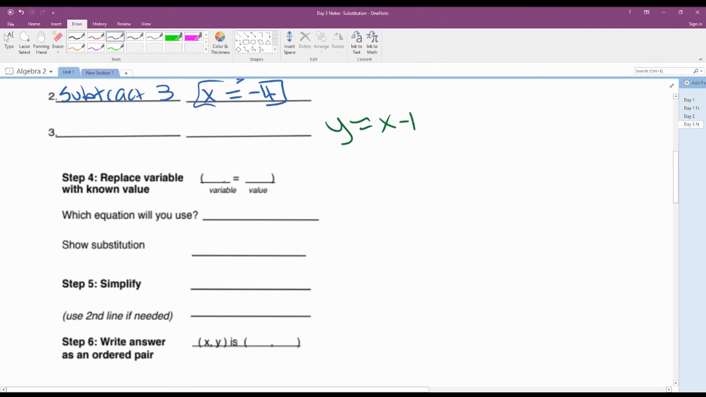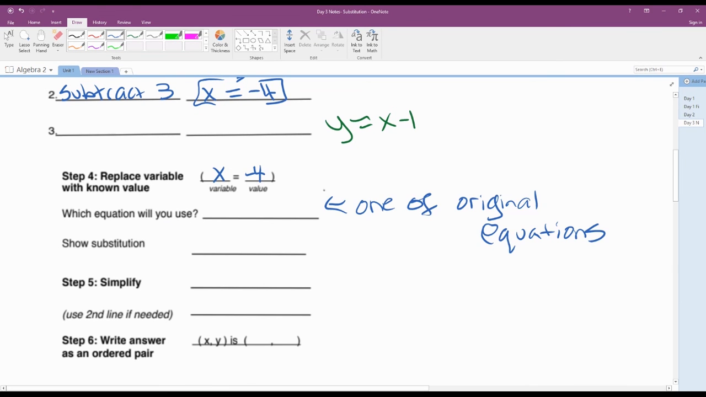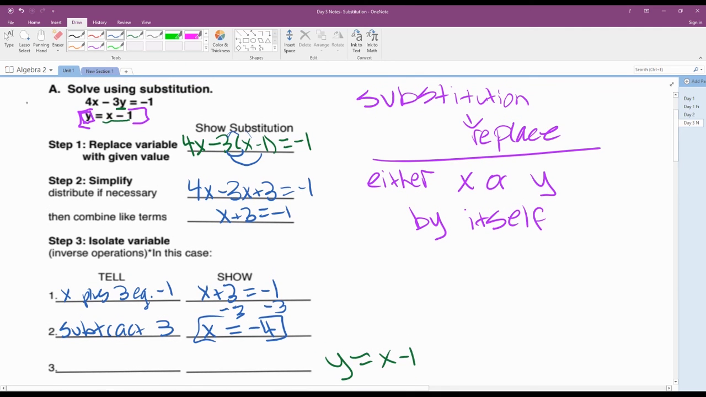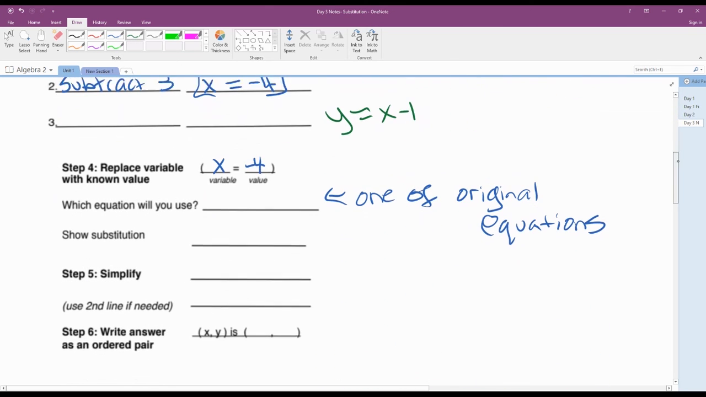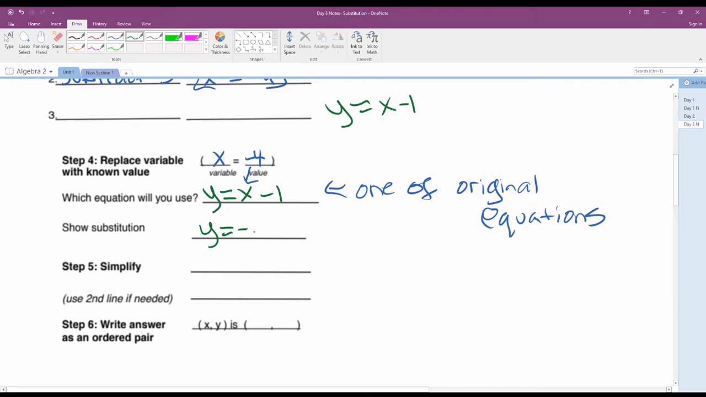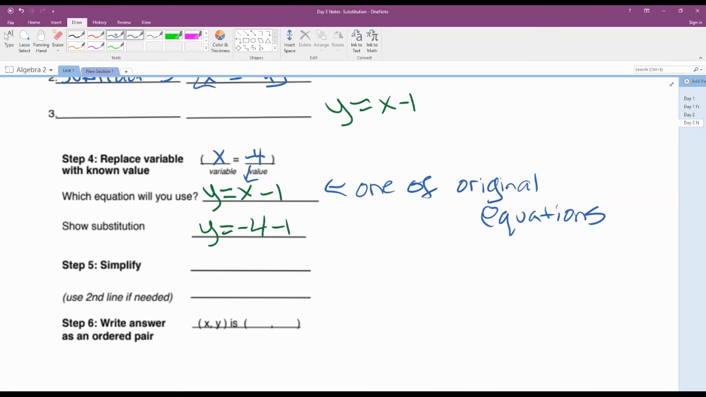So I know that x equals negative 4. Technically you can use either equation, but it has to be one of the original equations. I could use the top one if I wanted, but to make my math simpler, I'm just going to use the bottom one. So I'm going to use y equals x minus 1. I'm going to take this negative 4 and put it there. So y equals negative 4 minus 1. y equals negative 5. Now I have a y value and an x value: negative 4 comma negative 5.